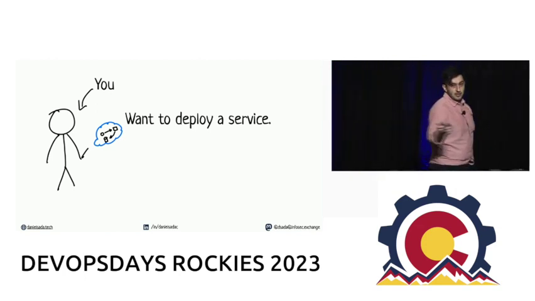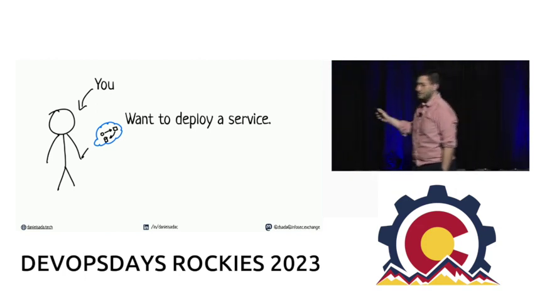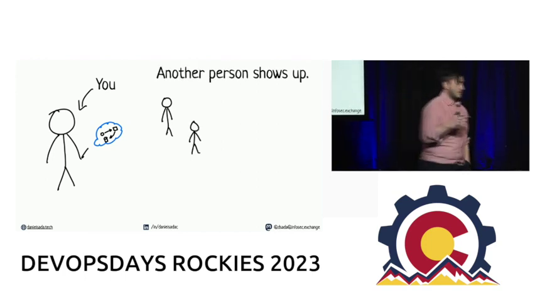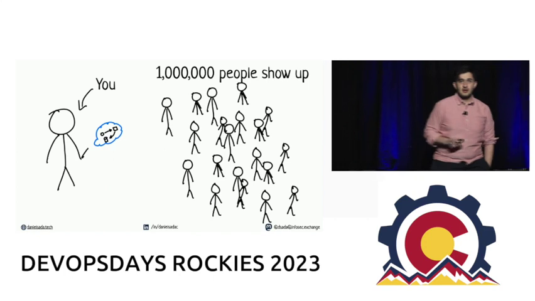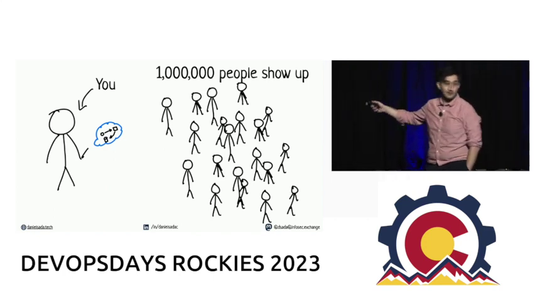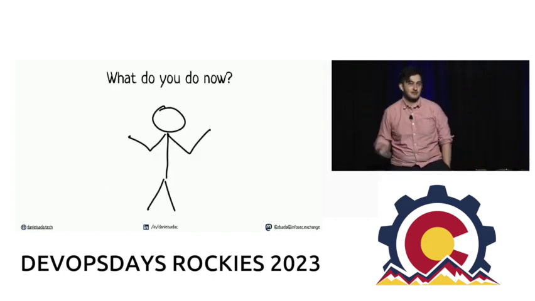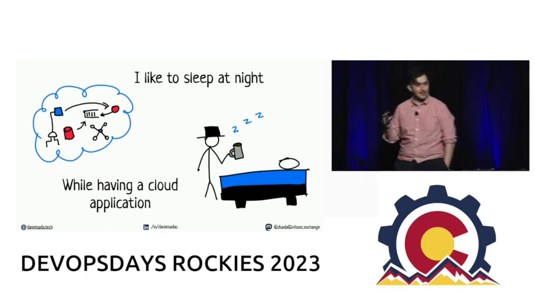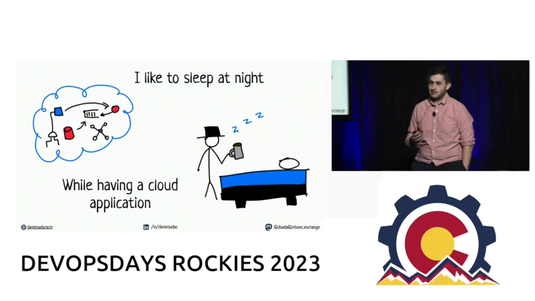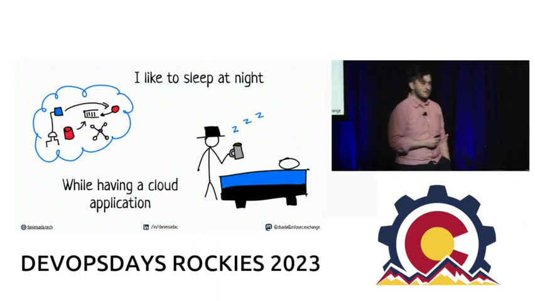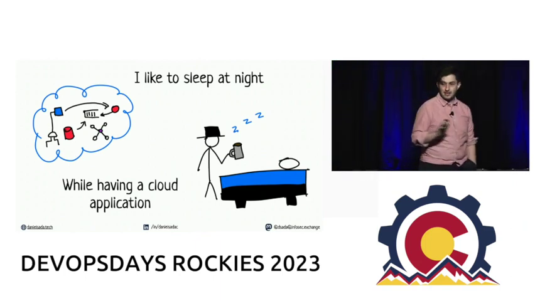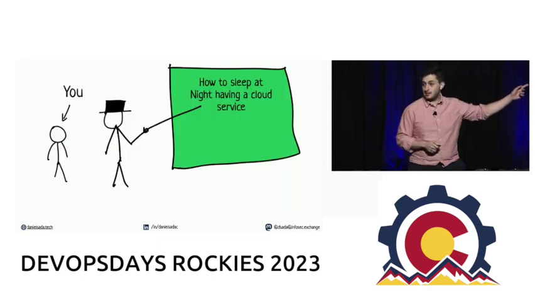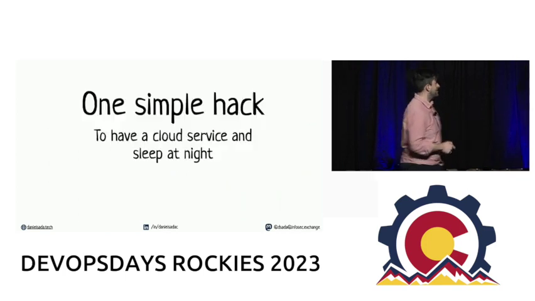You want to deploy a service, any kind of service. One person shows up. Two people show up. 1 million people show up. What do you do now? I like to sleep at night, knowing that my cloud application is secure and I'm able to rest with my users happy. So I'm going to teach you that, or I'm going to try at least.